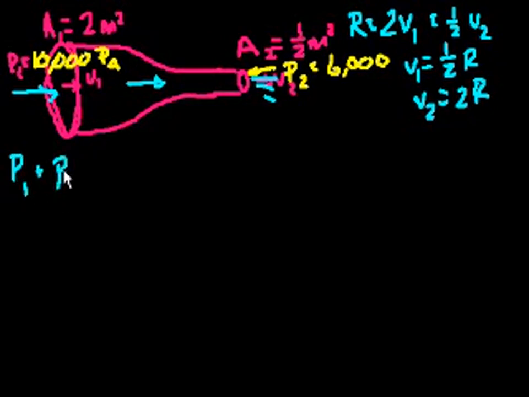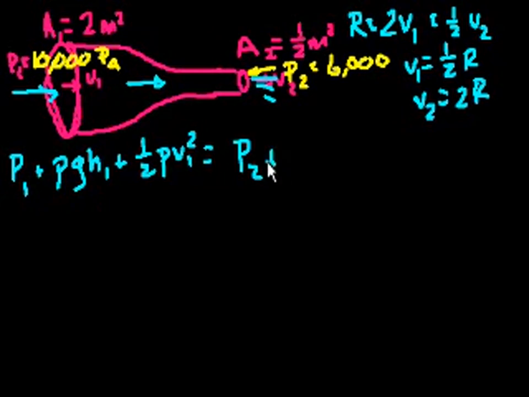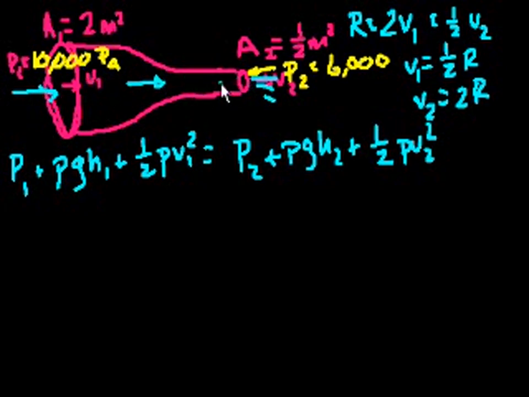P1 plus rho g h1 plus 1/2 rho v1 squared is equal to P2 plus rho g h2 plus 1/2 rho v2 squared. Well, this pipe is level, right? The height at either end is the same. So h1 is equal to h2, so these two terms are equal, and we can cross them out. We can subtract that value from both sides. And what's P1? P1 is 10,000 pascals, so let's start substituting numbers.